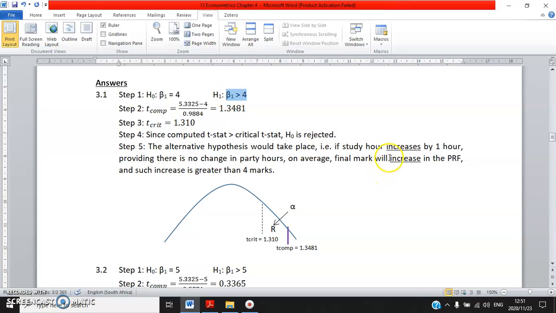Meaning if x1, study hours, increases by 1 unit or 1 hour, then under the ceteris paribus condition, providing there's no change in party hours, on average final mark would increase in the PRF, and such an increase is greater than 4 marks.